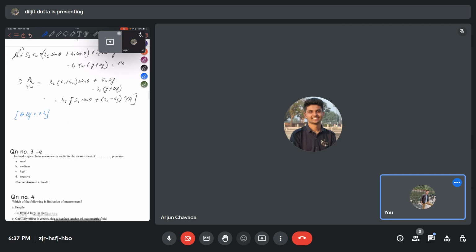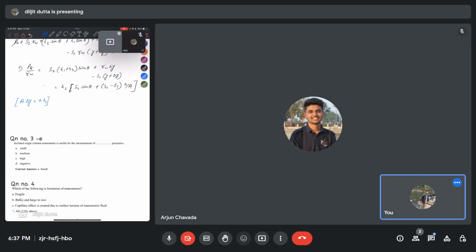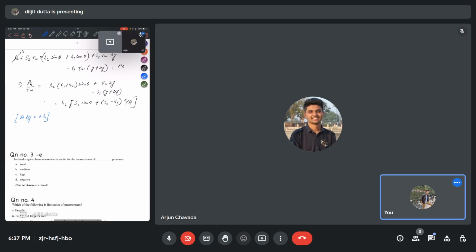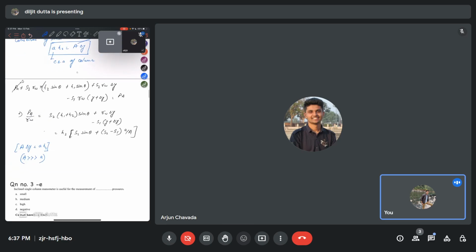So if we take this equation, and A by A is negligible, suppose we take capital A much greater than small a, so that is generally we take the reservoir cross section area to be 100 times the cross section area of the manometer tube. In that case this value will be negligible. So PA by gamma W equals H2 into S2 into sin theta.